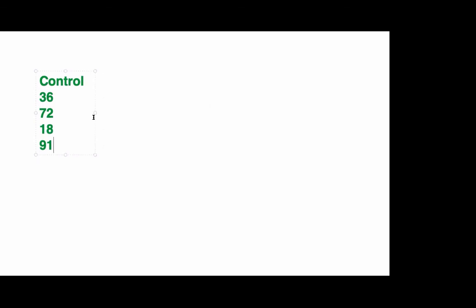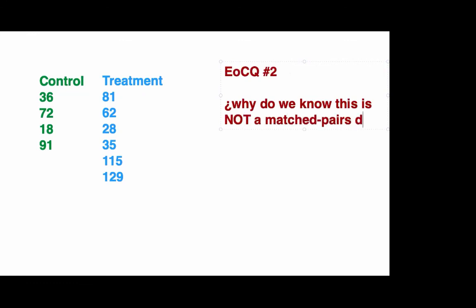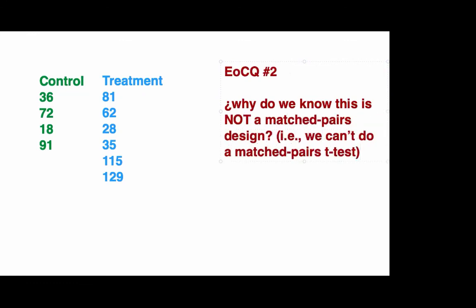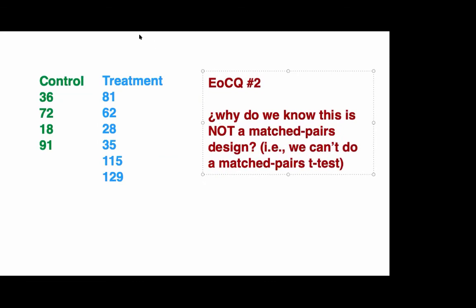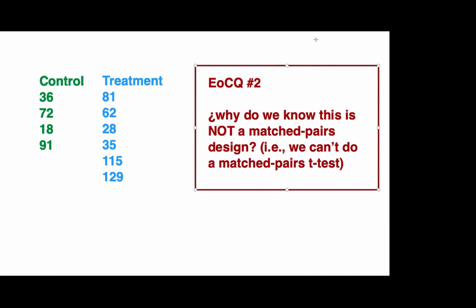And then I have another group that were randomly assigned to the treatment group. And here are the scores of the people in the treatment group. So simply put, end of class question number 2 is: why do we know this is not a matched pairs design? In other words, why do we know that we cannot do a matched pairs t-test on this?